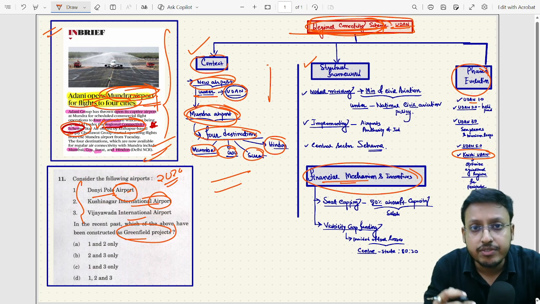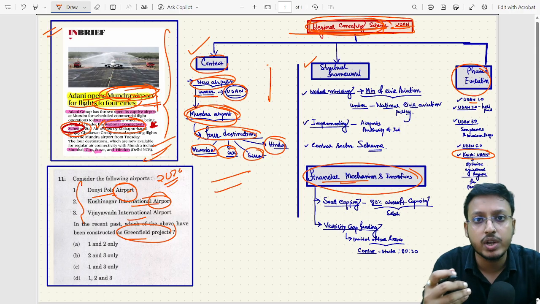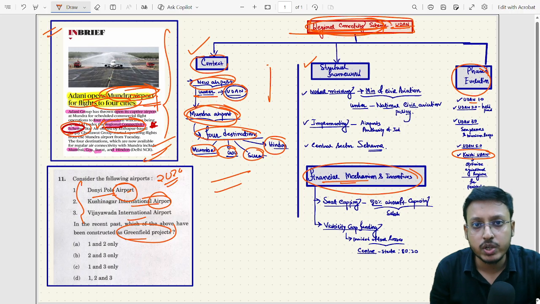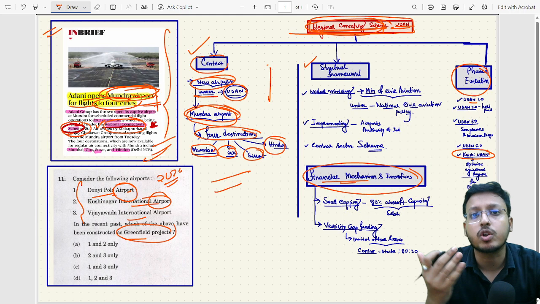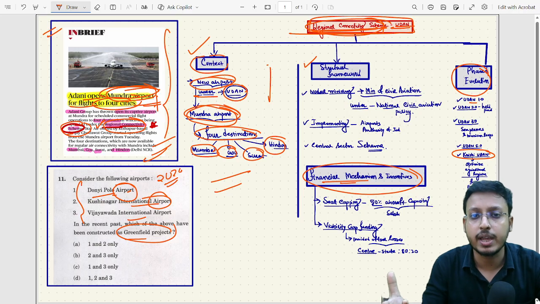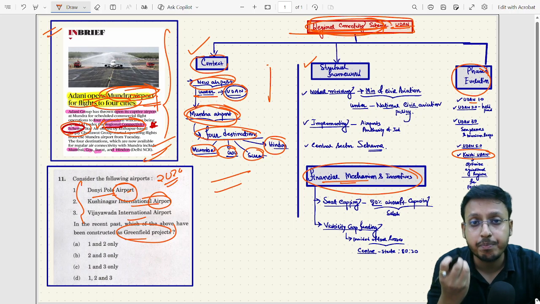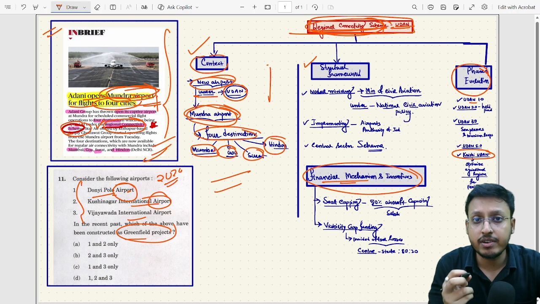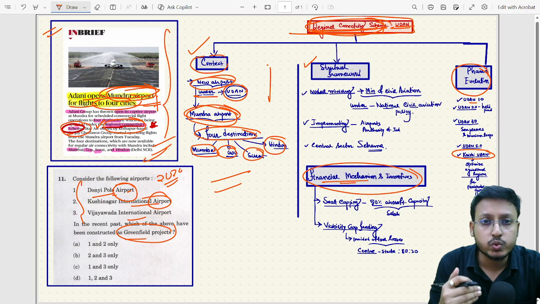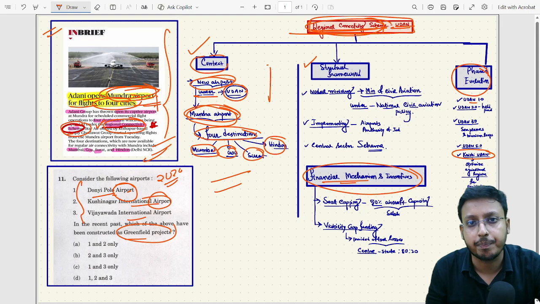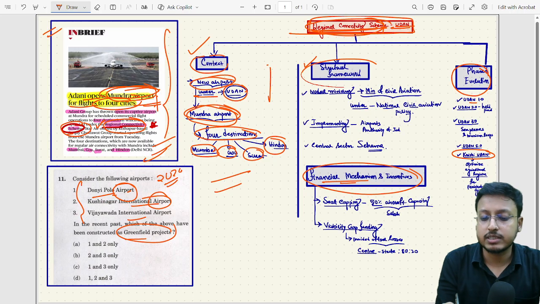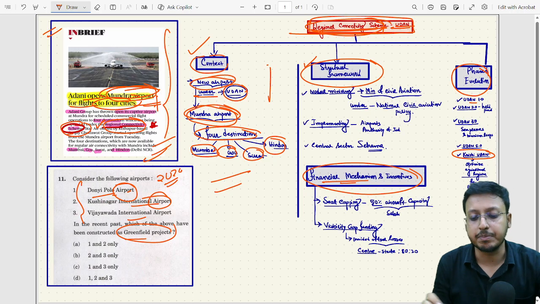And if connectivity improves, business activity will improve. If business activity improves, what will happen? The economy will flourish, the economy will grow. So that is the basic core importance of building infrastructure. That is the main reason why the government is investing so much in capex expenditure, specifically on infrastructure development, both railways, airways, roadways, all these things. Now let's go deep into this particular scheme.